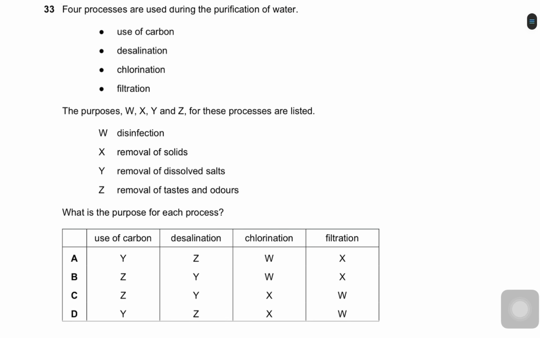4 processes are used during the purification of water. Use of carbon, desalination, chlorination, filtration. The purposes W, X, Y, Z for these processes are listed. Disinfection, so that's for chlorine. Removal of solids happens during filtration. Removal of dissolved salts, that's happening by desalination. And when you talk about removal of odors and tastes, that happens with carbon, or you can call it charcoal.